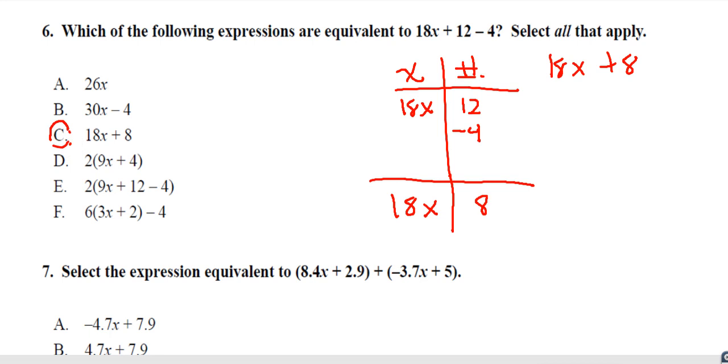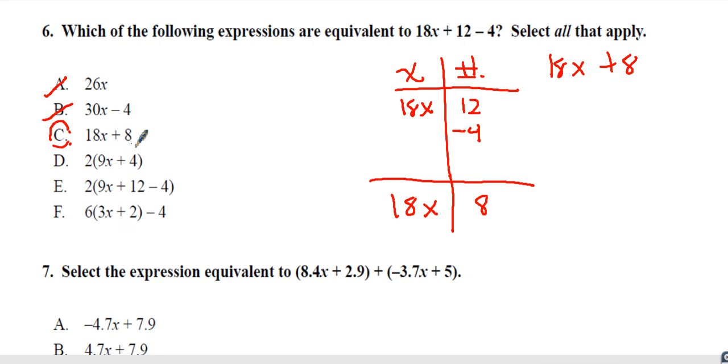Now, what I cannot do is try to combine 18, 12, and negative 4. I cannot do 18 plus 8 because they don't have the same ending variable and exponent. So that does not work. 30x minus 4, that would be trying to combine 18x and 12, and you can't do that because they don't have the same variables. Now, let's look at these other ones.